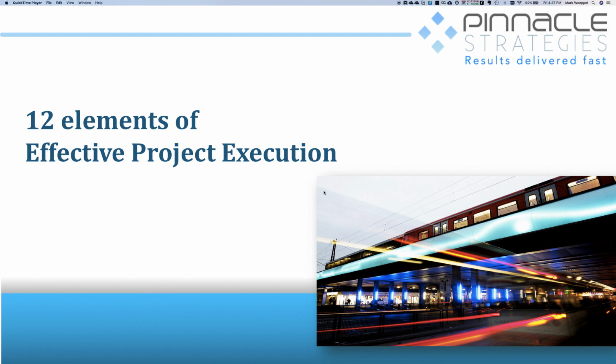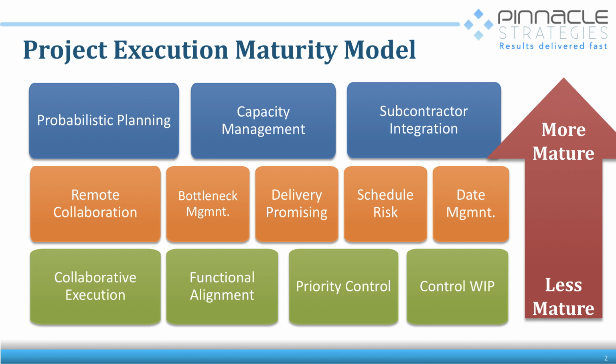Today I'm going to talk about the 12 elements of effective project execution, essentially what we call the project execution maturity model. The project execution maturity model, if I can make my slide work. There we go. The project execution maturity model consists of 12 elements. I think that's 12. Each one with what I would consider a different layer of performance, and we use this execution maturity model to improve project performance systematically.